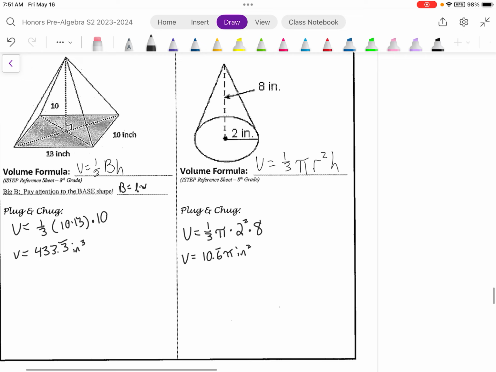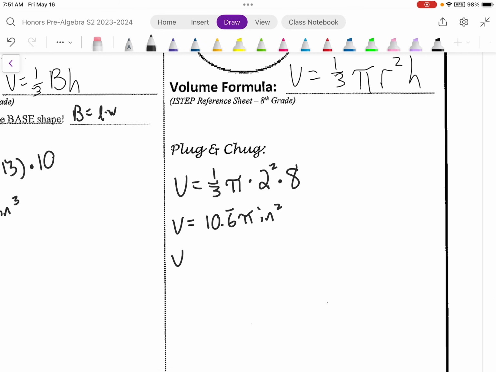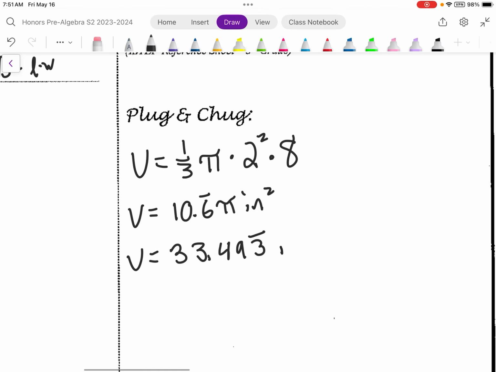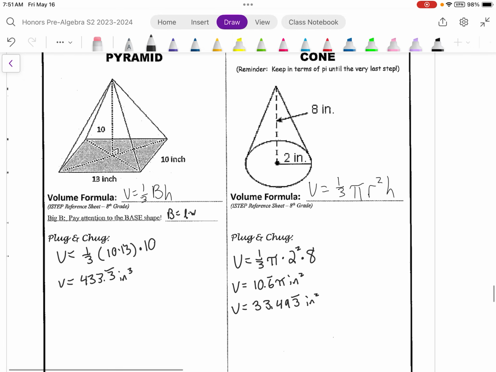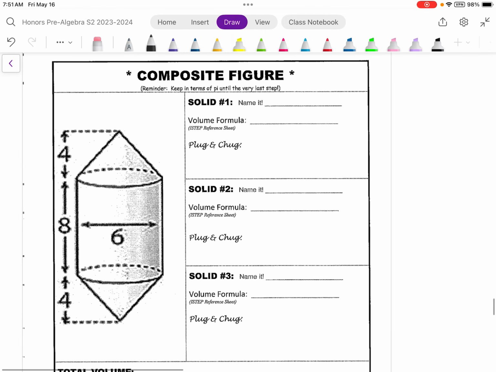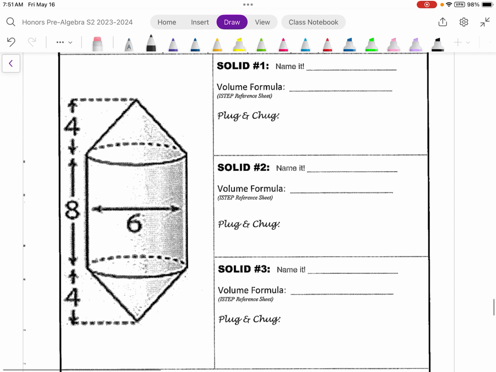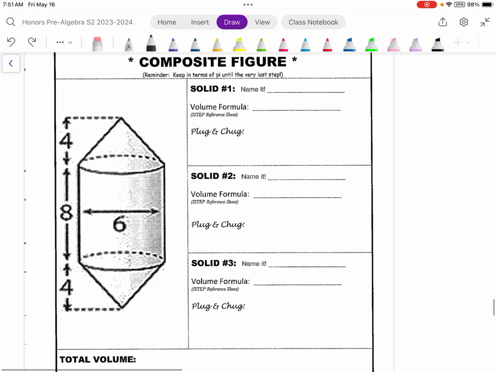And if you wanted to write this in the estimated form, you would take your 10.6 repeating, multiply that by 3.14, and that would get you 33.493 repeating, with just the 3 repeating, inches squared. Alrighty. Moving forward, we have a composite figure here that is made up of 3 different shapes. We have a cone on top, a cone on bottom, and a cylinder in the middle. I want you guys to go ahead and pause this video and try to find the volume of all 3 shapes and find the total volume.